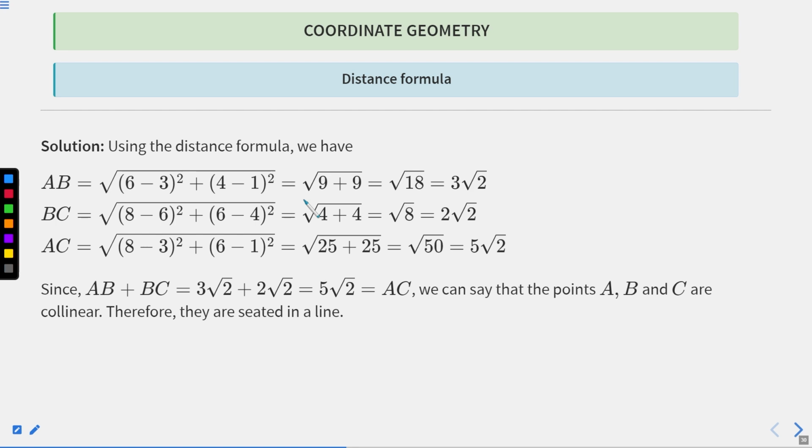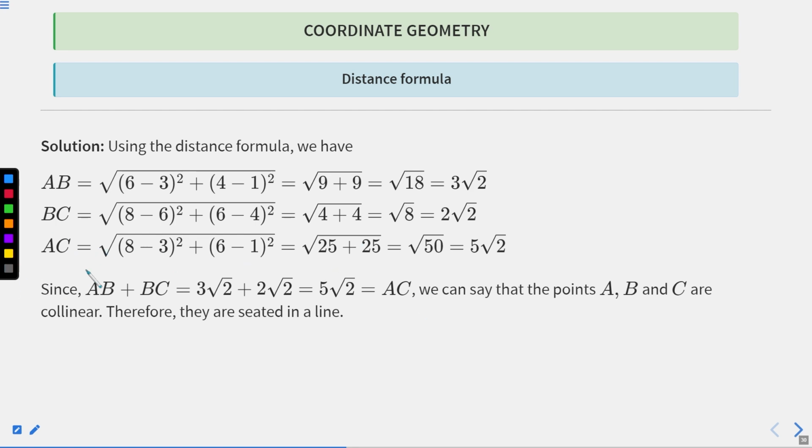Now the distance between the points B and C, that is BC, is equal to the square root of (8 minus 6) whole square plus (6 minus 4) whole square, since the coordinates of B are (6, 4) and the coordinates of C are (8, 6). So BC is equal to the square root of 4 plus 4, which is the square root of 8, and this is equal to 2 times the square root of 2.